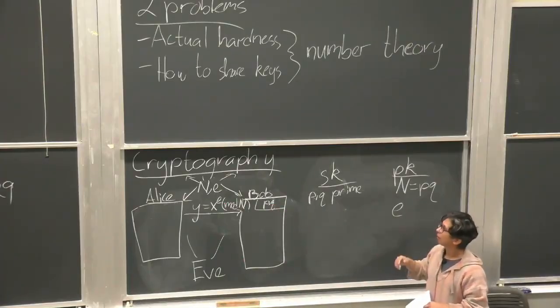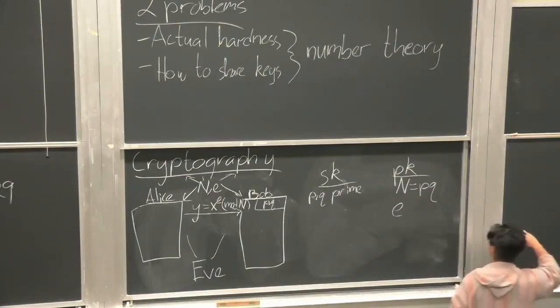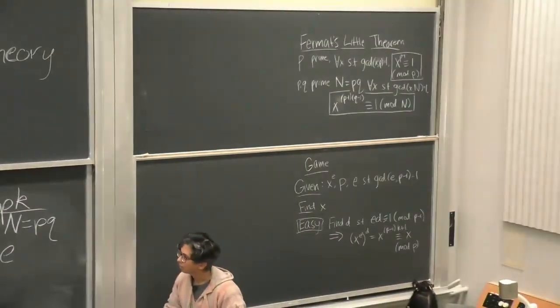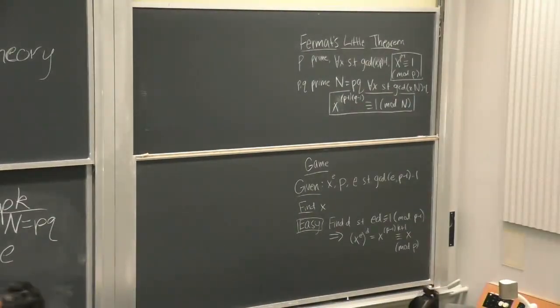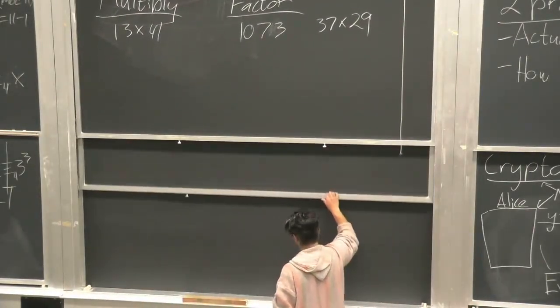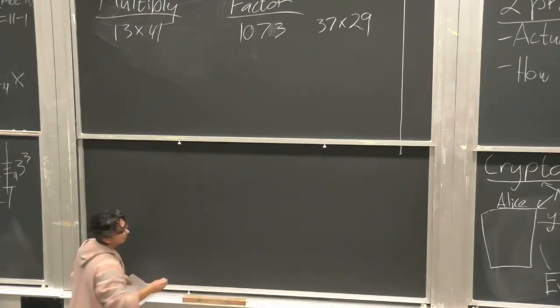And now we need to figure out how Bob can decrypt. Where do I want to write this? We can write it here. Okay, no, let's write it over here, actually. This will be better visually. That was a hard one.